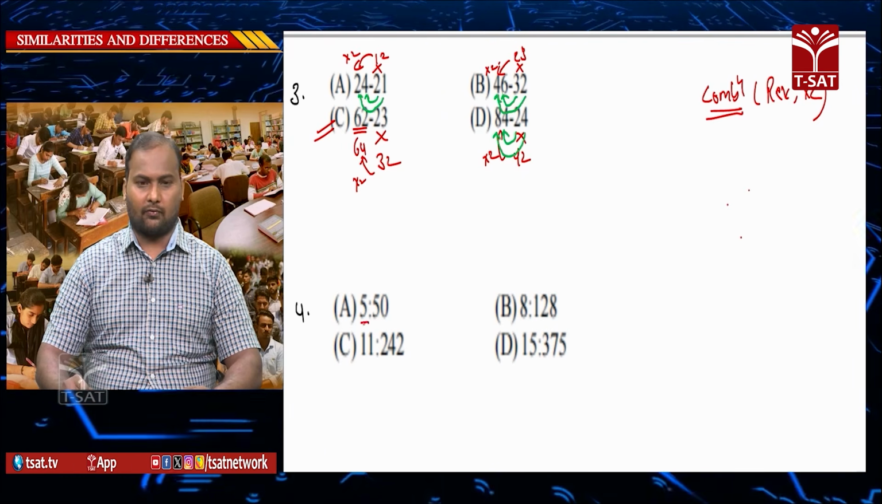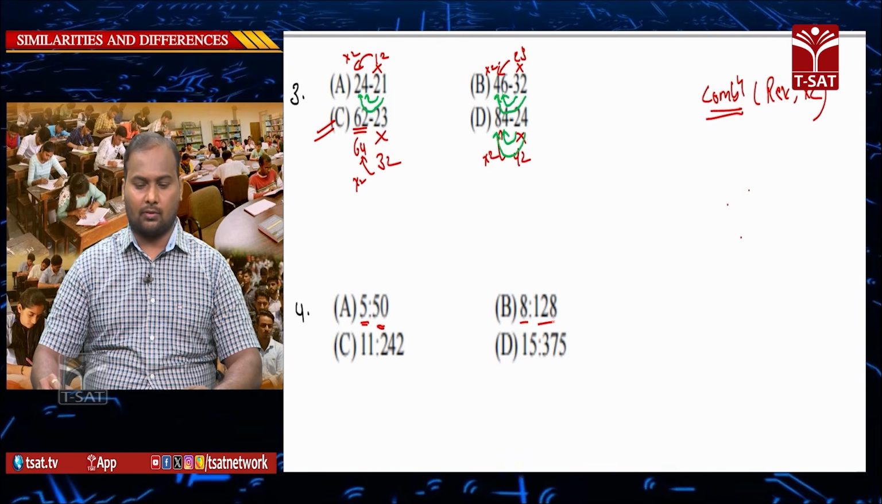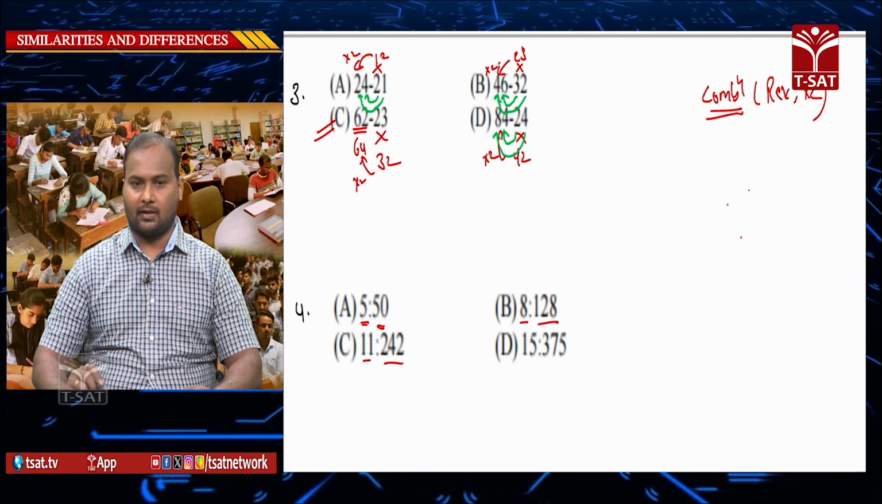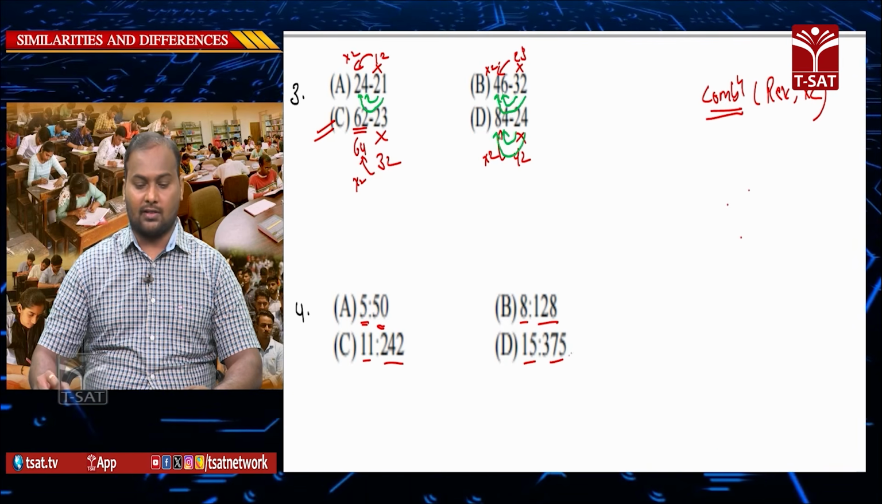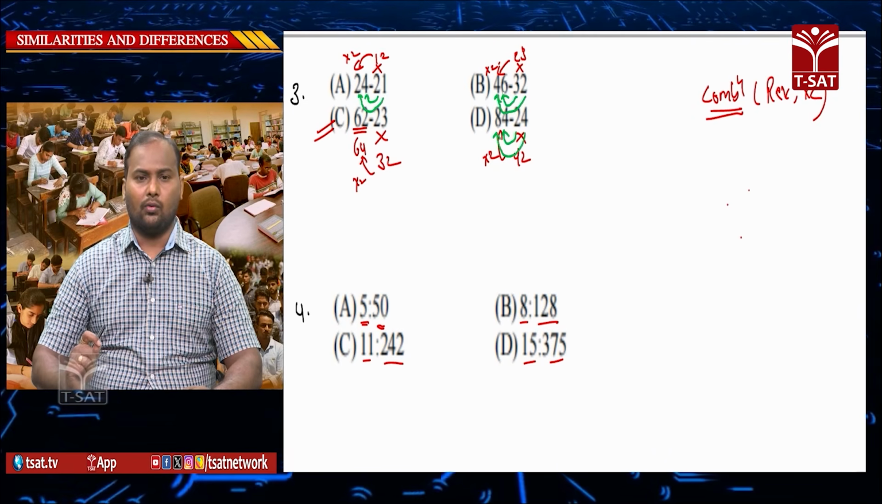Here, look: 5 is a small number, 50 is a big number. Yes or no? In the same way 8 is a small number and 128 is a big number. 11 is a small number and 242 is a big number. 15 is a small number and 375 is a big number. So now the student has to think how you will get this logic.